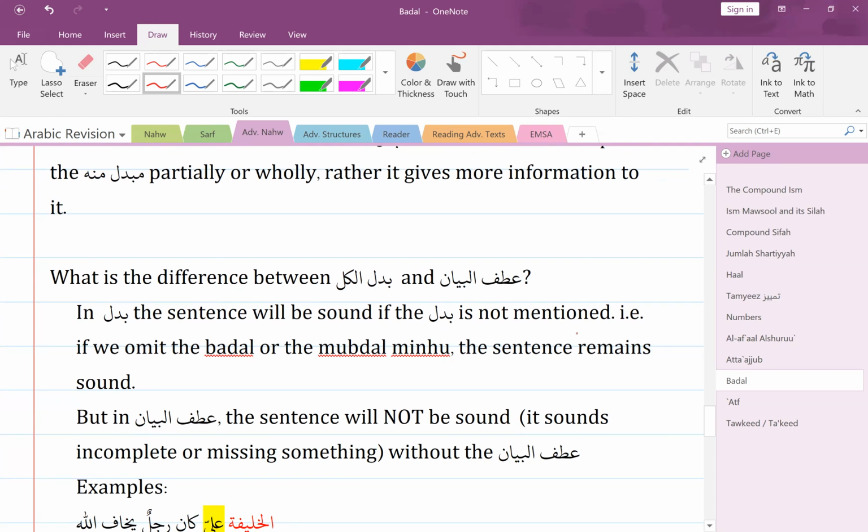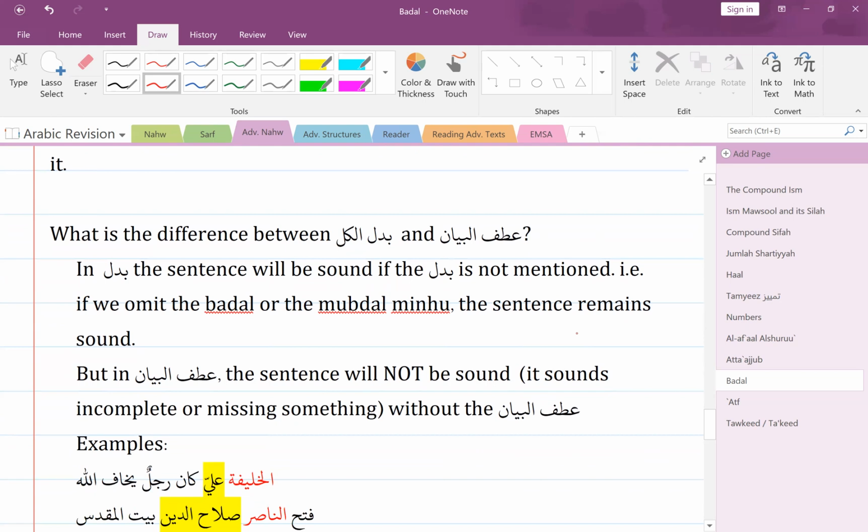And this mostly happens with badal al-kull. So there's normally an overlap between badal al-kull and atful bayan. So how do we know? How do we differentiate between atful bayan and badal al-kull? Because they work very similar. Like you could be saying something and you're just giving more information about it. You're not doing a total replacement. So it can easily be confused with each other.